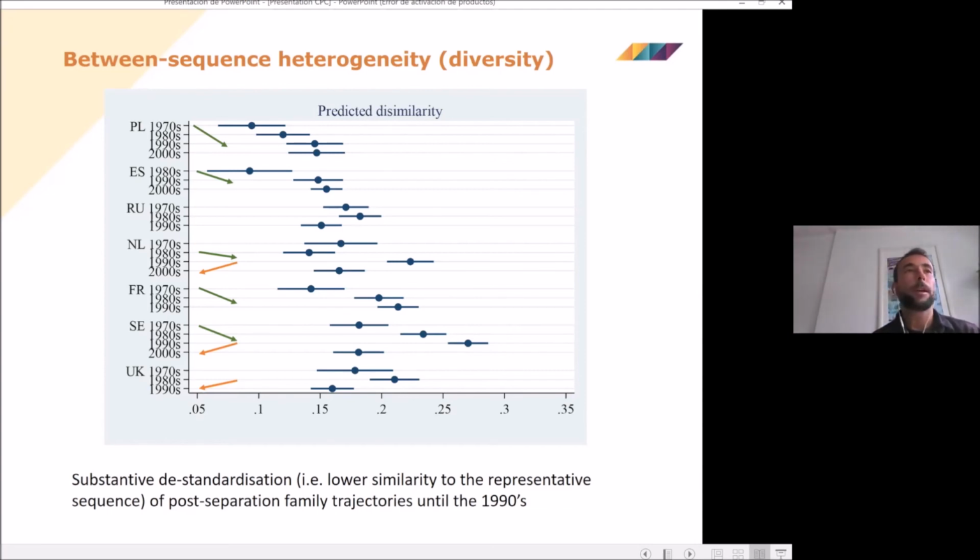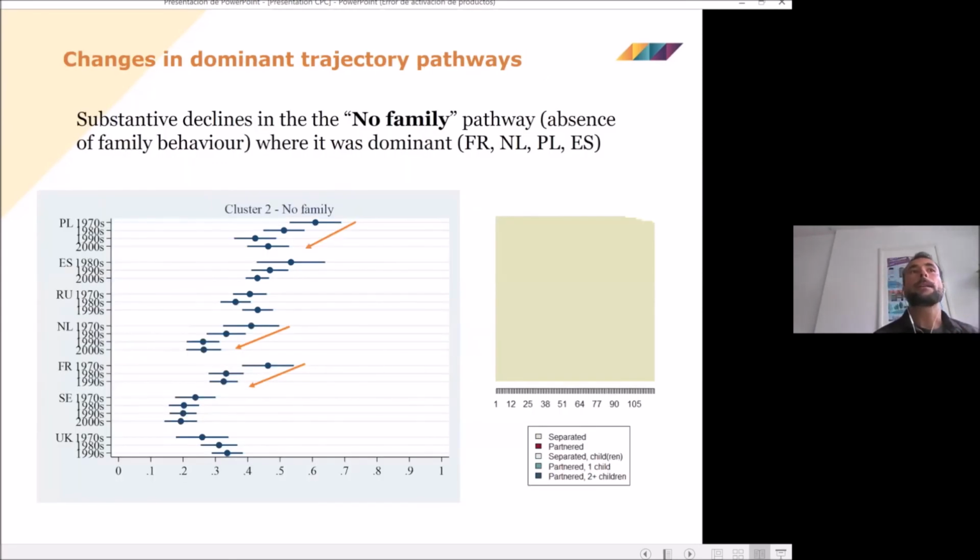So I'm just very quickly moving to the last set of results. We want to see how these trends of complexity and diversity translate into changes in the pathways I showed you before. In part, the substantive increases in diversity and complexity that I have shown you among those countries that we consider the laggards are mainly due to changes in two of the dominant pathways.